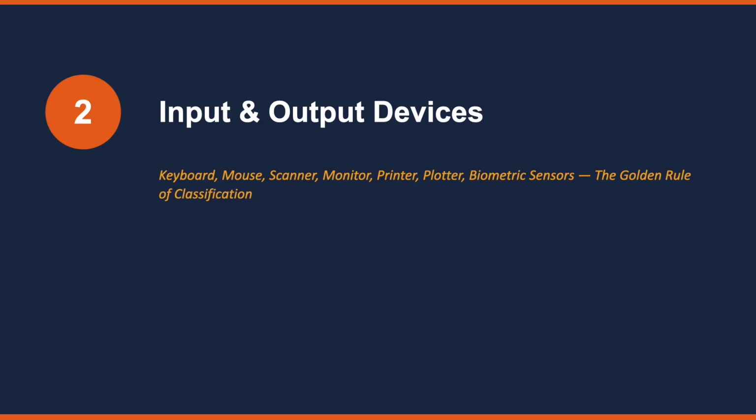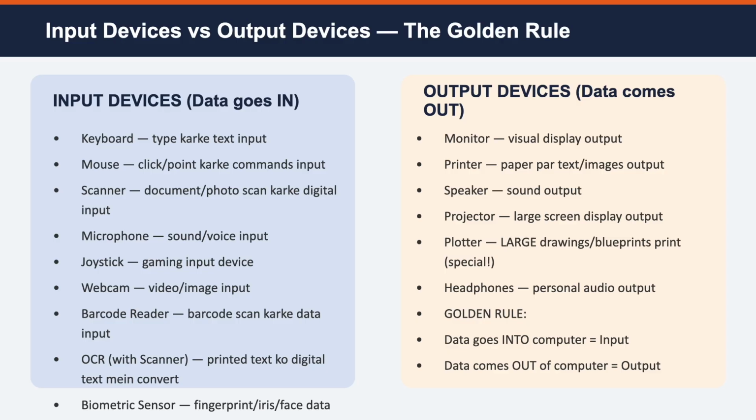Think about your own body. Your eyes and ears are input devices. Data is coming in to you. Your mouth and hands are output devices. You are sending data out by speaking and writing. Eyes and ears equal input, mouth and hands equal output. Will you remember that?